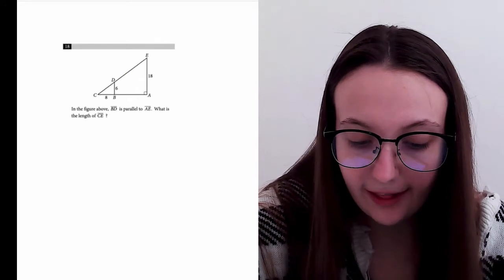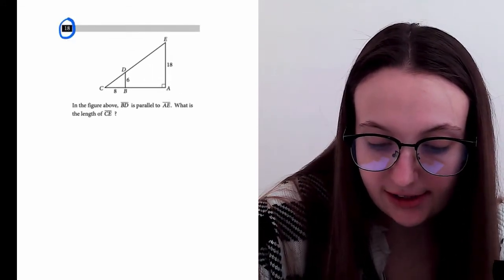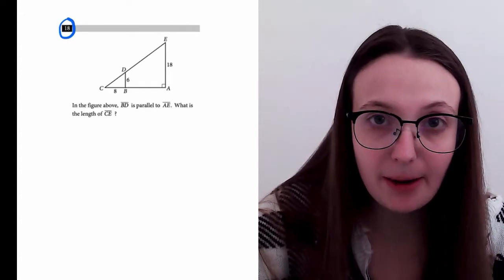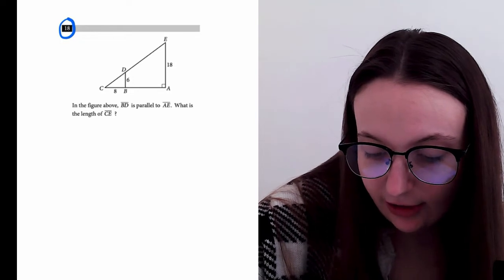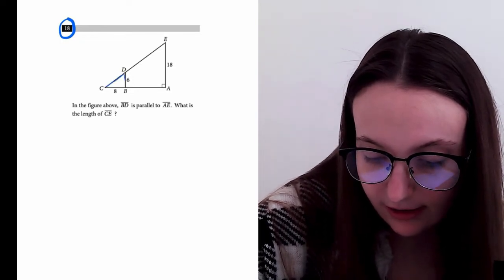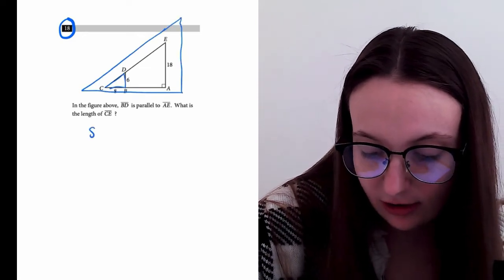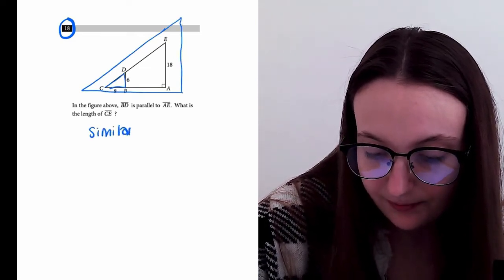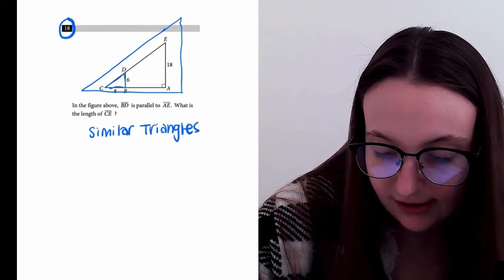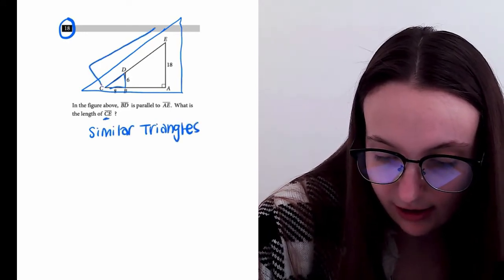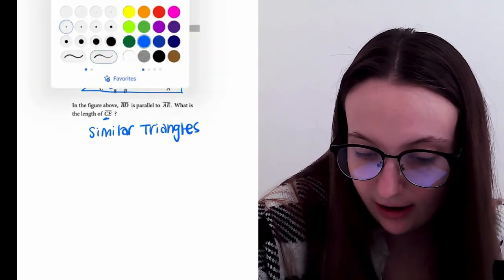All right, so let's finish up with this question right here, number 18, which is a more difficult version, in my opinion, of what we've been doing. So we can see right here that we have a smaller triangle inside of a bigger triangle. So that's probably, again, a sign that these are similar triangles. So they're asking us for the length of CE, which is this side right here, the hypotenuse of the big triangle. Alrighty, so let's go ahead and work with what we know.